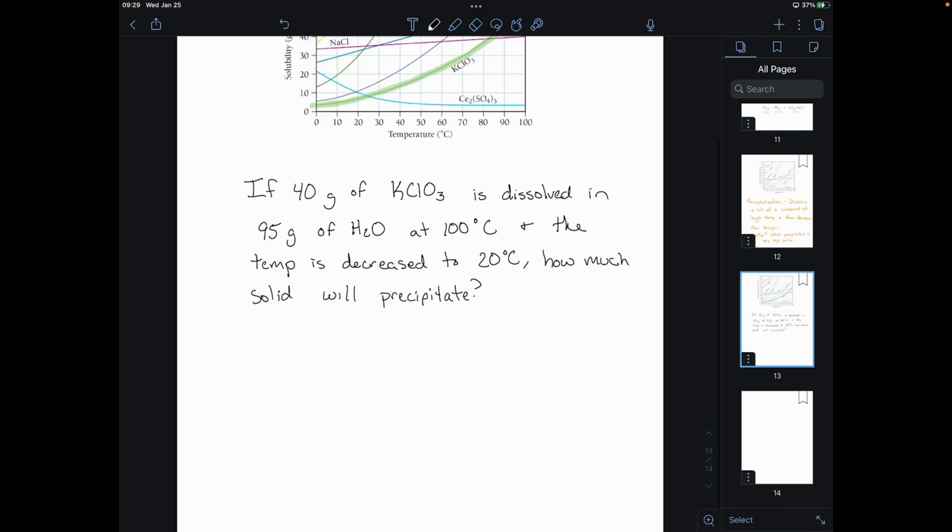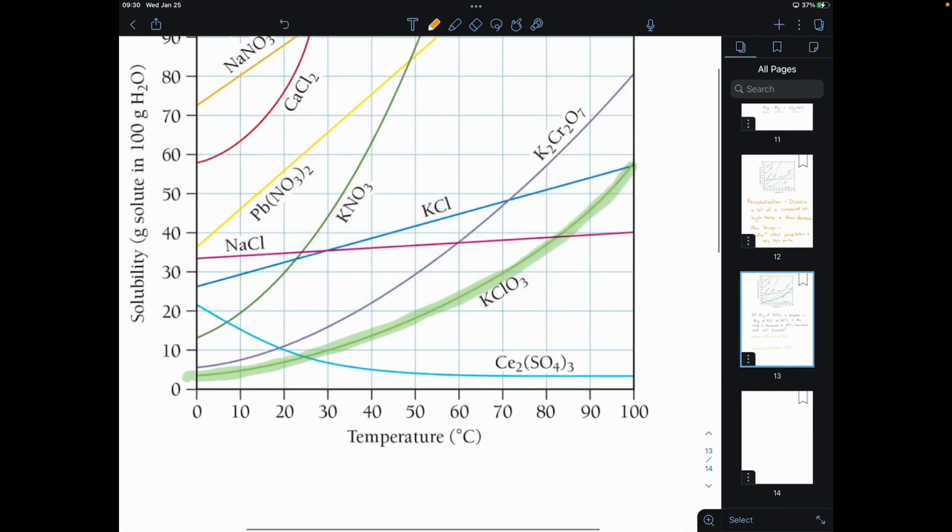So that's our first step, is to calculate the solubility of 95 grams at 100 degrees Celsius, and then the solubility of 95 grams, I guess of H2O we can say specifically, at 20 degrees Celsius. All right, so if you had not already, take a minute and do that for me.